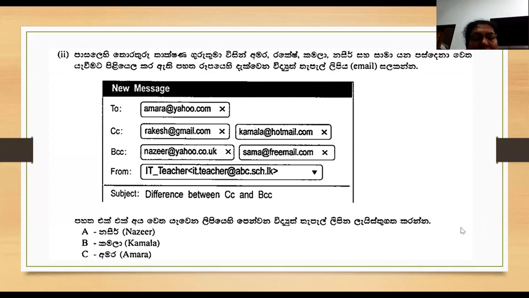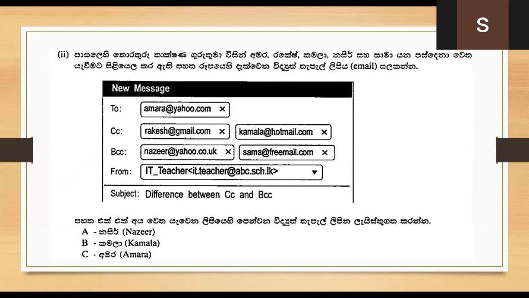Chalani Pabasara, can you tell me? Nasir, who are the persons Nasir can see? You're doing English medium or single medium? English medium, it's okay. Can you tell me who are the addresses Nasir can see when he got this mail? From whom, it's @yahoo.com. Rakesh@gmail.com, very good. Kamala@hotmail.com, yes, and IT teacher.